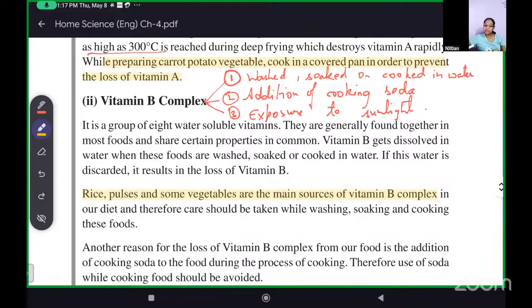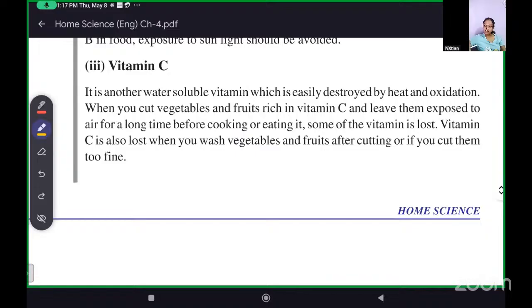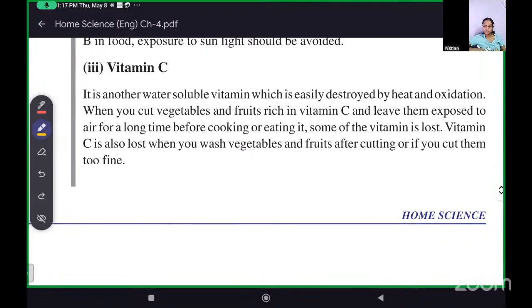Then vitamin C we have. This is another water-soluble vitamin which is easily destroyed by heat and oxidation. When you cut vegetables and fruits rich in vitamin C and leave them exposed to air for a long time before cooking or eating it, some of the vitamins are lost. Vitamin C is lost when you wash vegetables and fruits after cutting, or if you cut them too fine.